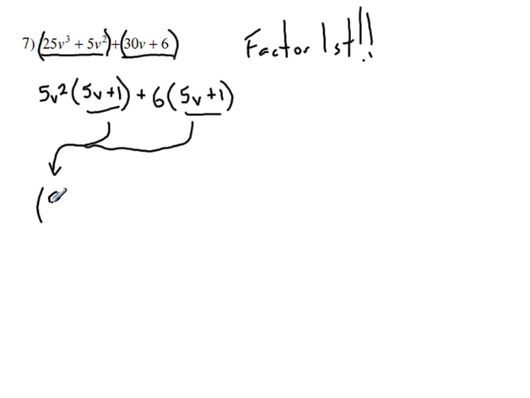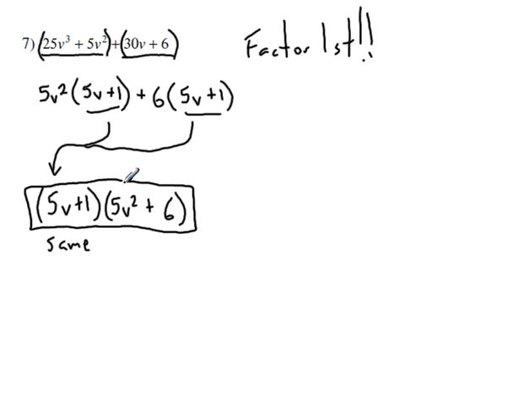I can take that 5v plus 1 and right against it put the leftovers. So here's what's the same between what you have factored out in the second step, and the leftovers follow it. Now the order of these parentheses doesn't matter. I can put 5v squared plus 6 in front of 5v plus 1. It won't make any difference. But this is your answer in the simplest version of factoring by grouping.